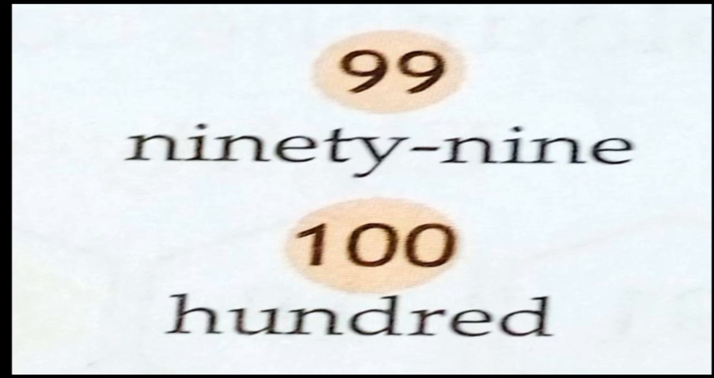Next is 99. Number name is ninety-nine. Once again, ninety-nine. So our last number is 100. Number name is hundred. Okay, beta. Once again, 100 and number name is hundred. Yes, students.